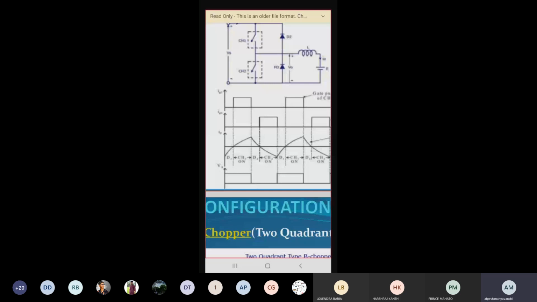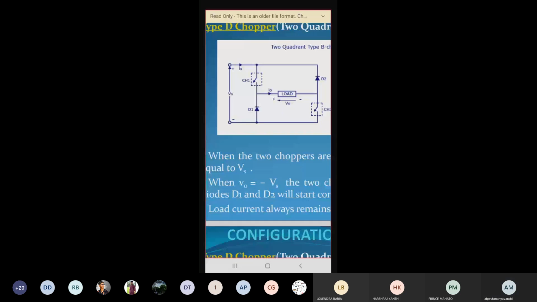When the two choppers, chopper 1 and chopper 2, are on, the source is connected across the load. That means the output voltage is equal to the source voltage. Now we make chopper 1 and chopper 2 off, and D1 and D2 start conducting. At that time the output voltage becomes equal to the negative source voltage, or the reverse of the source voltage.